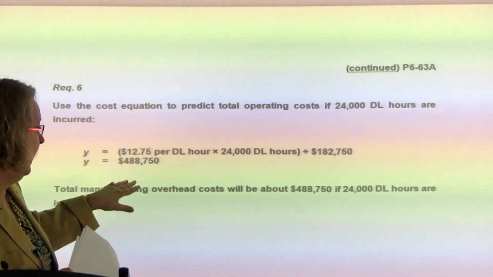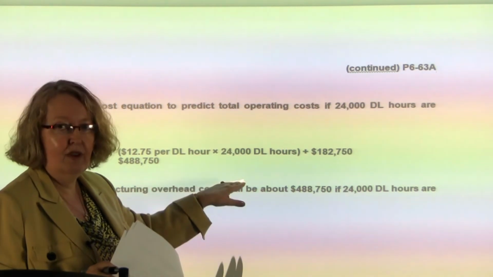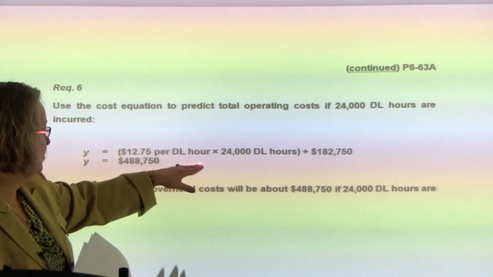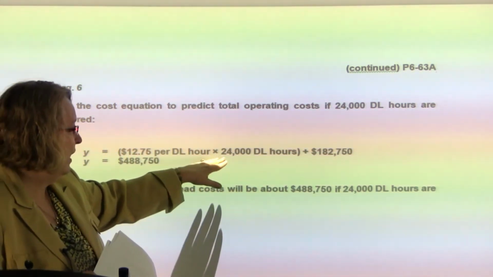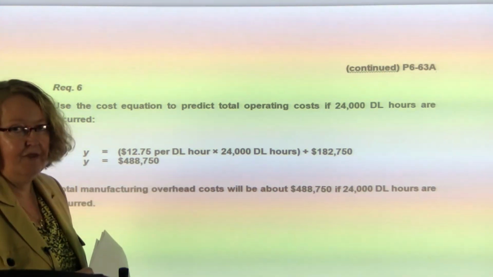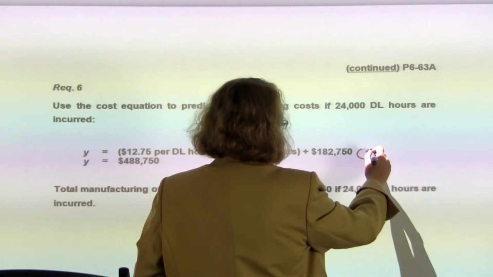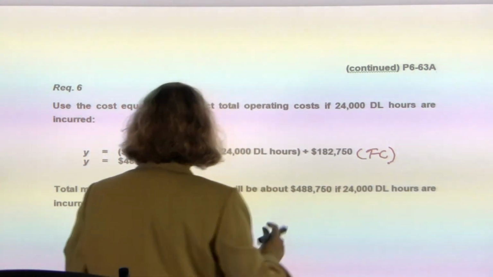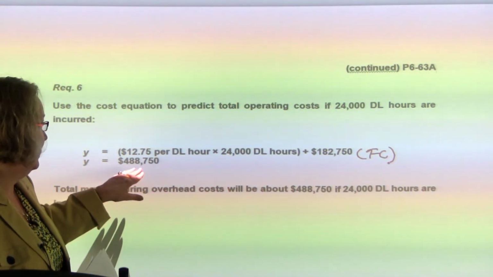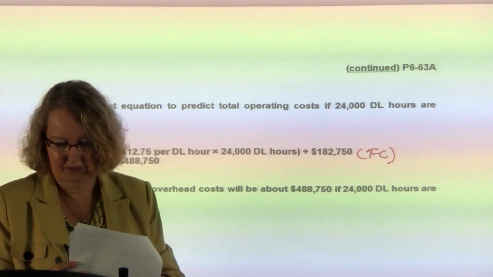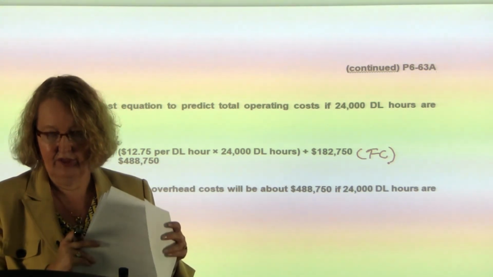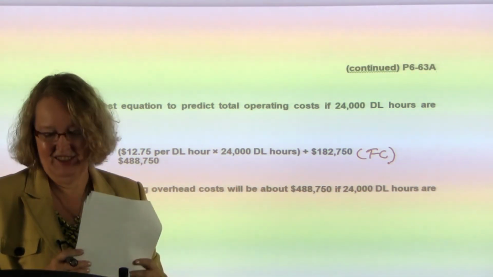So now we're saying, what if we had 24,000 direct labor hours plus our fixed costs? So 12.75 times your 24,000 hours plus 182,750, that's the fixed cost that we just calculated. That will give you total cost of $488,750. So that concludes problem 6-63.